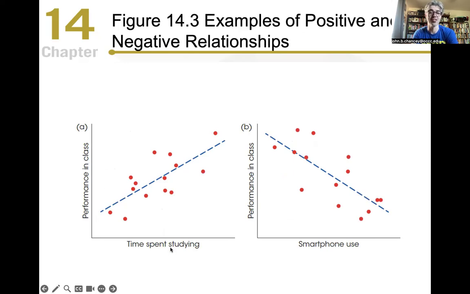And so performance in class and time spent studying: the more time you spend studying, we would predict your performance in class would go up in terms of grades or assignments or whatever. Conversely, for a negative correlation, it's going to be sloping downward, starting at the upper left-hand corner and going down to the bottom right-hand corner. So in this case, performance in class and smartphone usage: we would predict as smartphone usage goes up, performance in class likely goes down. I mean, think about it. If you're on your smartphone all the time in class and not paying attention, maybe you're missing things, you're maybe not likely to do as well.